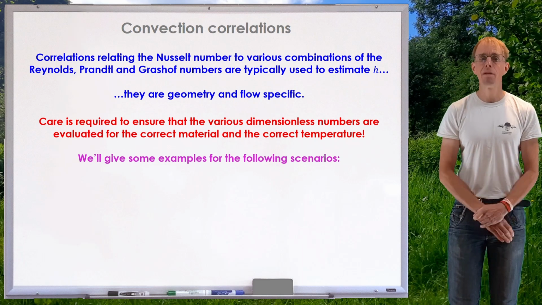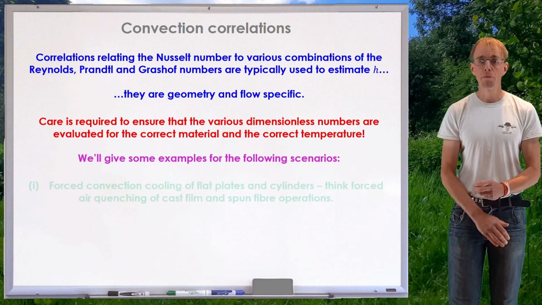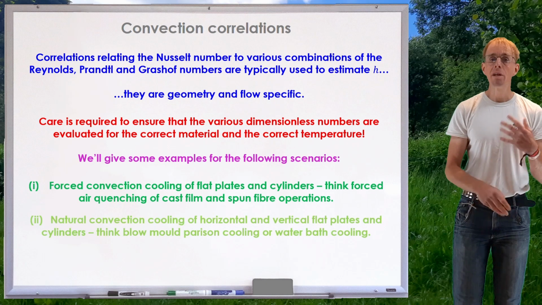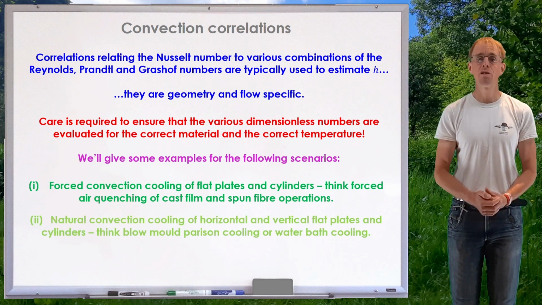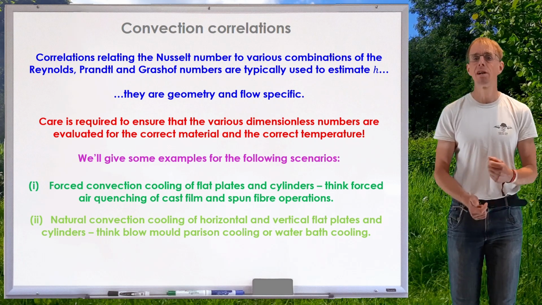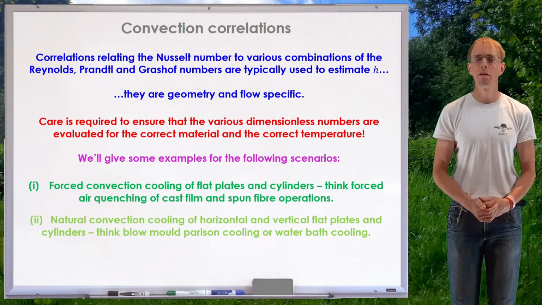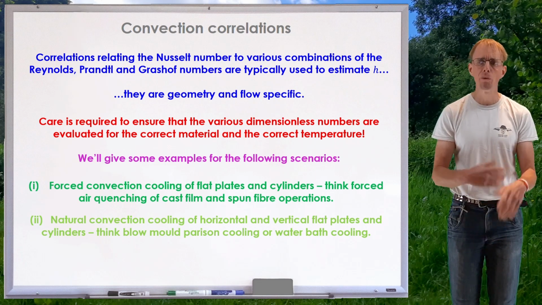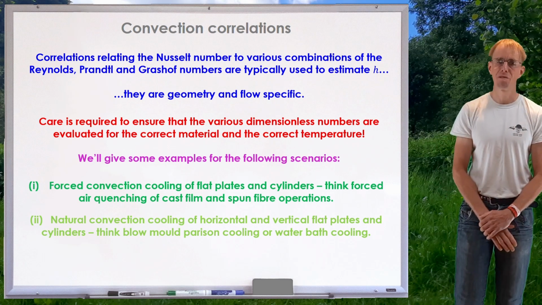Now, in the time I have available here, I'm just going to cover a few scenarios relevant to polymer processing. So I'm going to look at forced convection cooling of flat plates and cylinders, and we can make the analogy that these geometries are similar to maybe the air quenching of, say, cast film or spun fibre operations. I'm also going to look at natural convection cooling of horizontal and vertical plates and cylinders, and this could be, for example, like injection mold cooling or parison cooling or water bath cooling, all of which are helpful to us when we're thinking about the design of polymer processing operations.